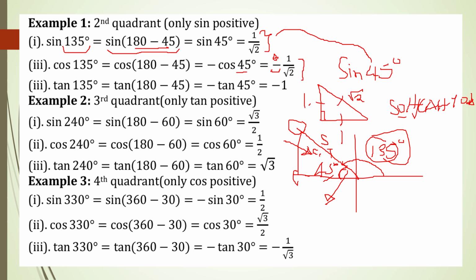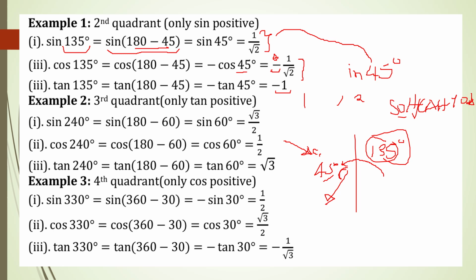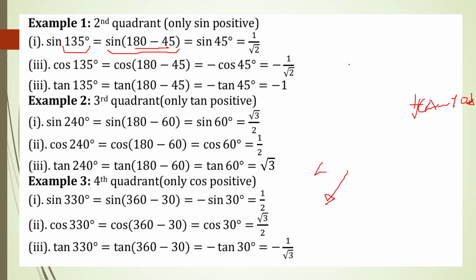So tan is going to be the same as opposite, which is 1, divided by adjacent, which is also 1. But you put a negative sign on it simply because tan is lying in a quadrant whereby it's negative. It's only sine which is positive in the second quadrant. So I hope you have understood example 1. Now let's go to example 2.